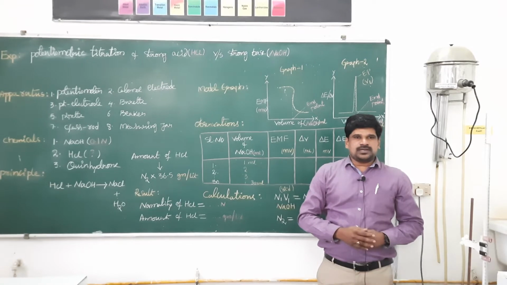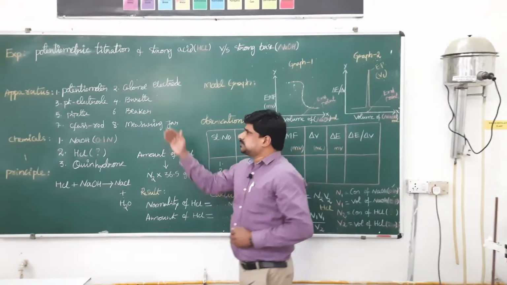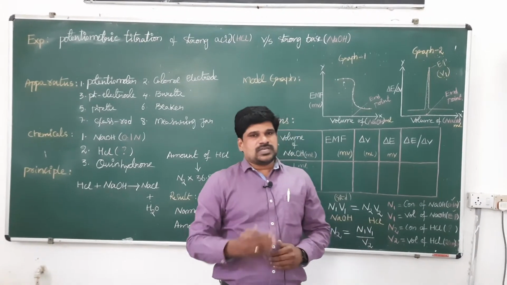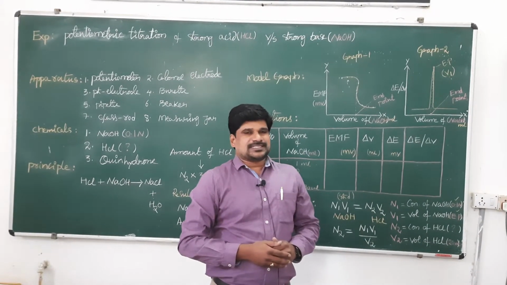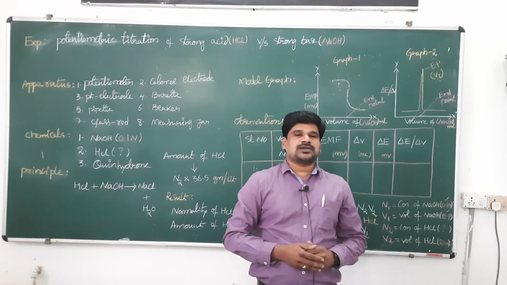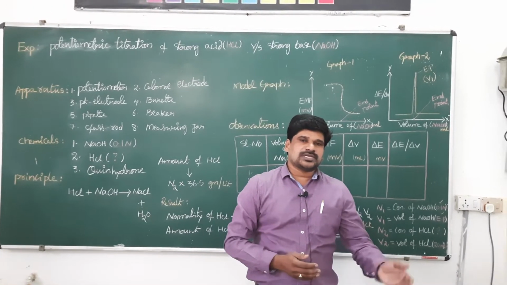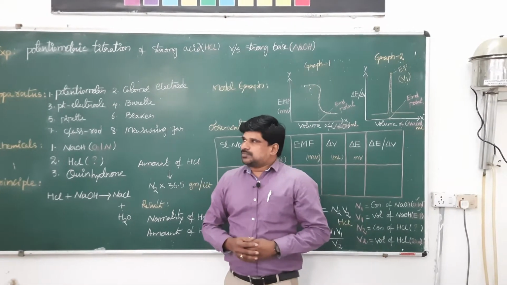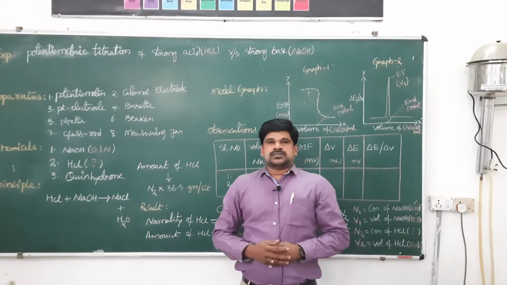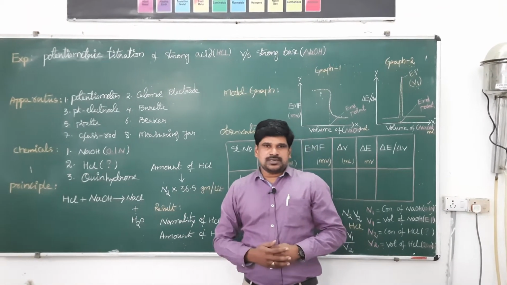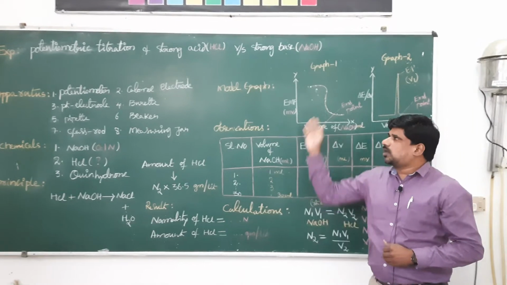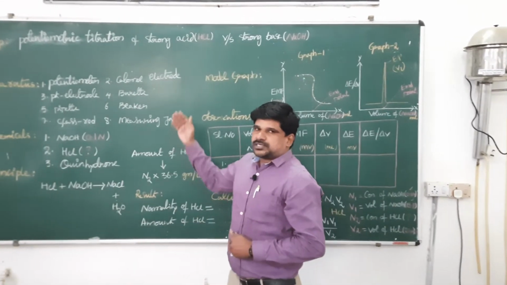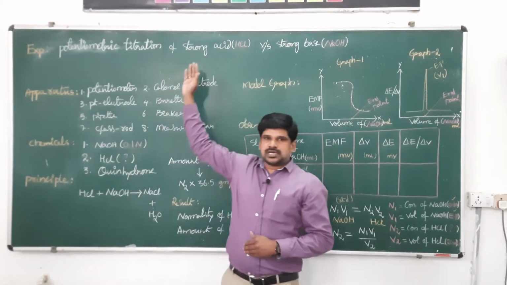In this experiment, the first part is the aim of the experiment: to determine the strength of the given acid, that is HCl, by using sodium hydroxide with the help of the potentiometer and EMF value. We require some chemicals and apparatus, the principle involved, the tabular form, model graph and calculation. Let us see what apparatus is required to demonstrate our experiment.